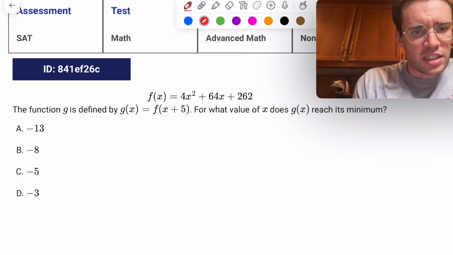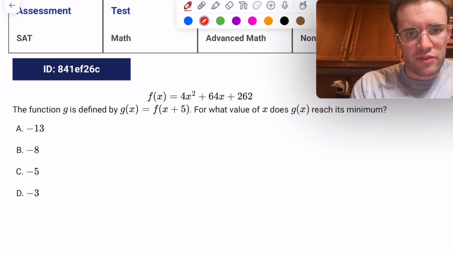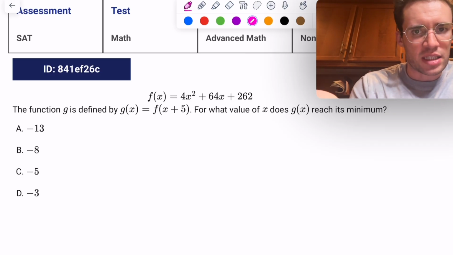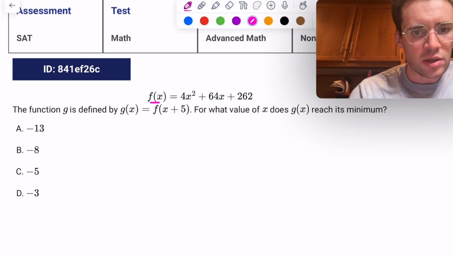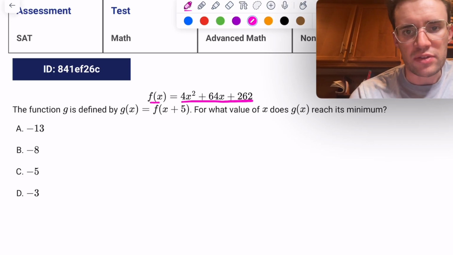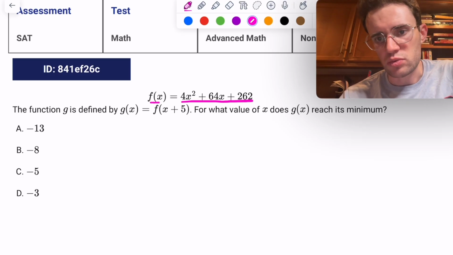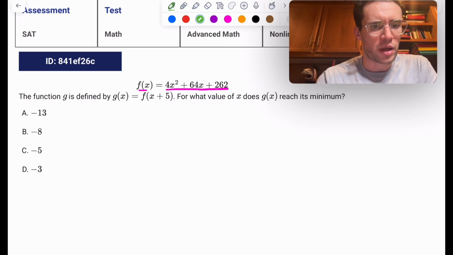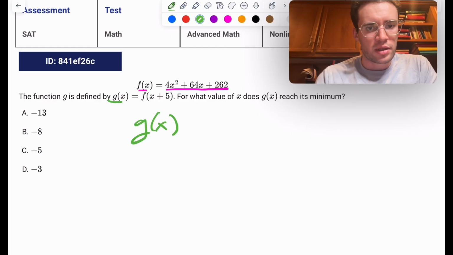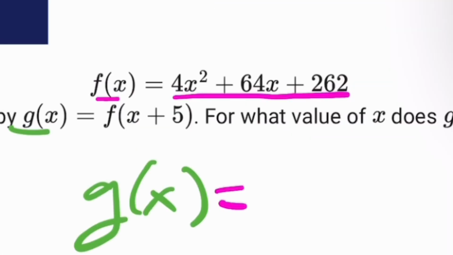The function g is defined by g of x equals f of x plus 5. And the important thing we need to know, f of x equals 4x squared plus 64x plus 262. For what value of x does g of x reach its minimum? So first, let's write what g of x is. So g of x is equal to f of x plus 5.